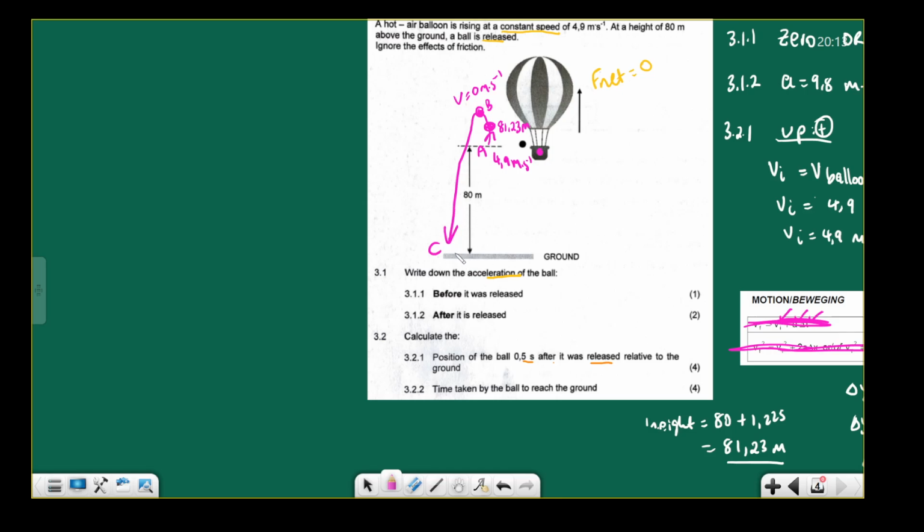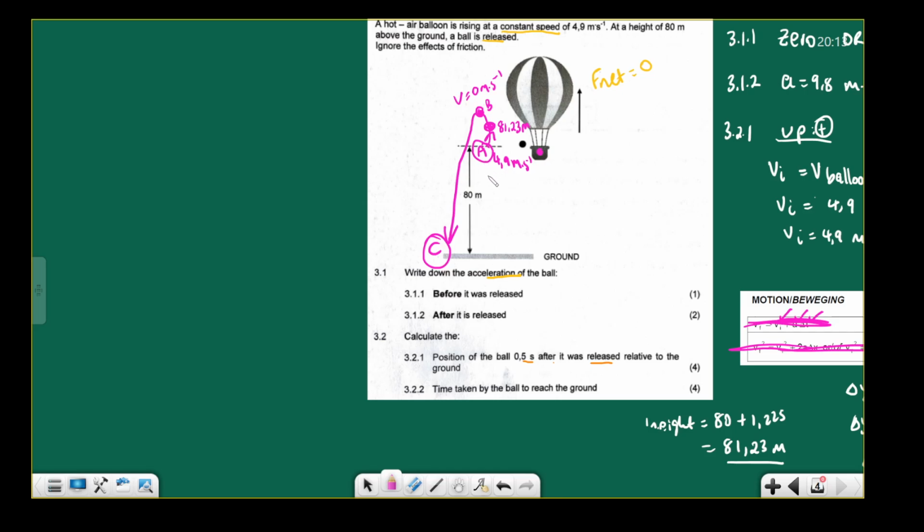Now you have two options. You can go the longer way or the shorter method. The longer way would be to look at A to B, calculate the time it took to reach maximum height, and then calculate the time it takes from maximum height to C, and then from there you add them. Or you can simply focus on position A and position C.